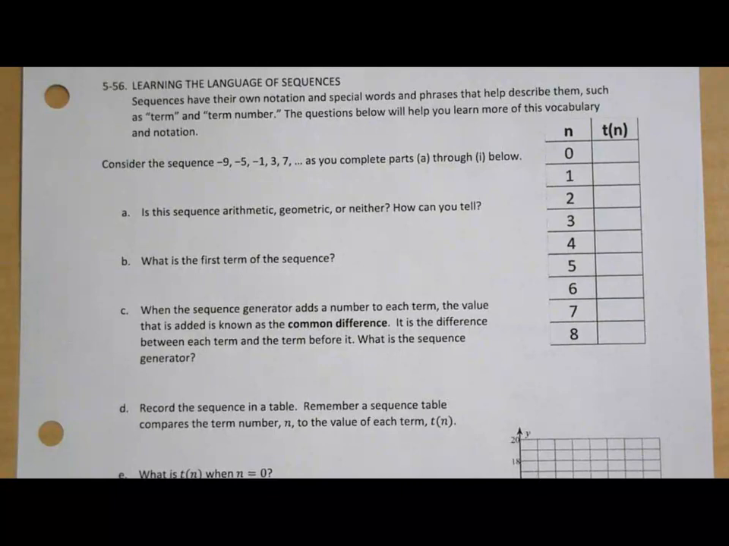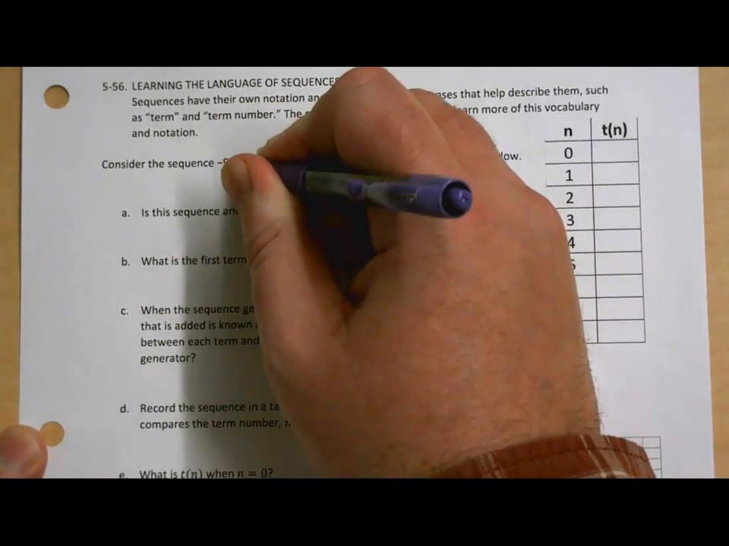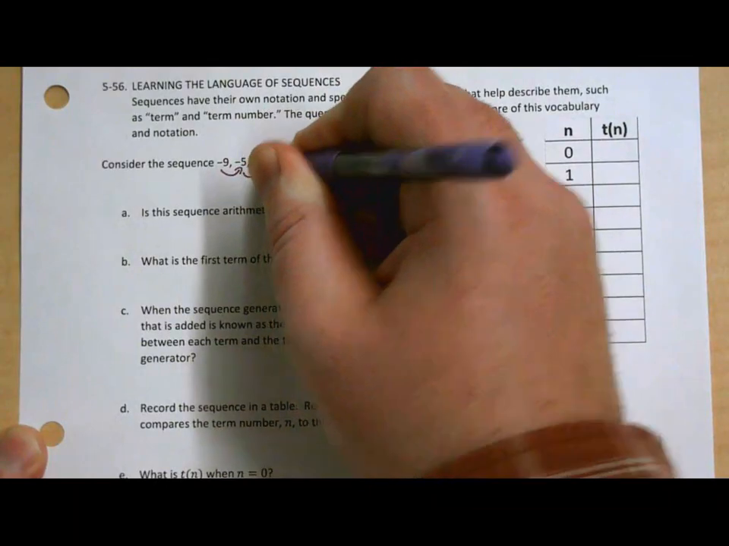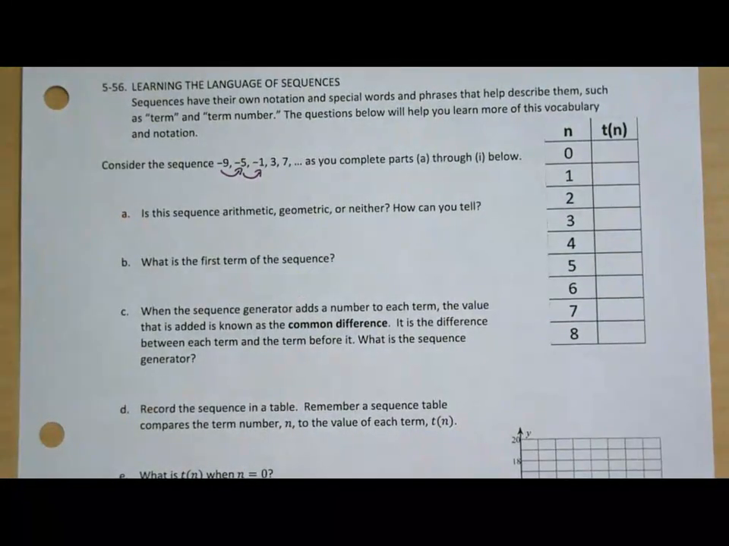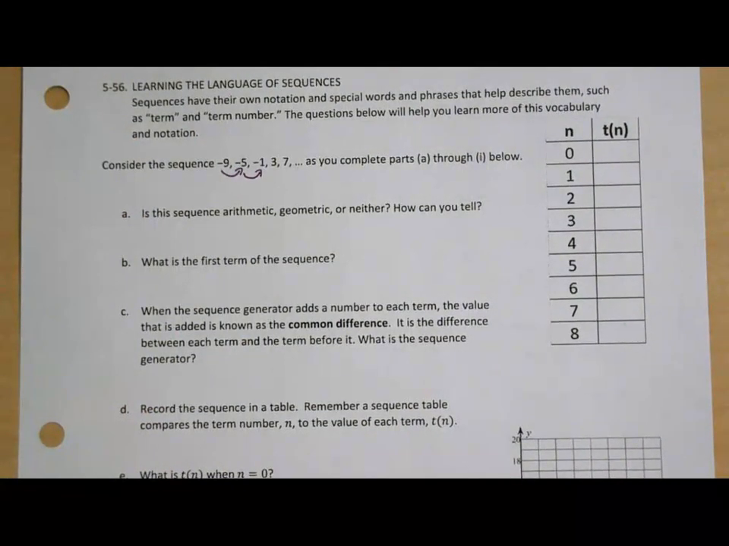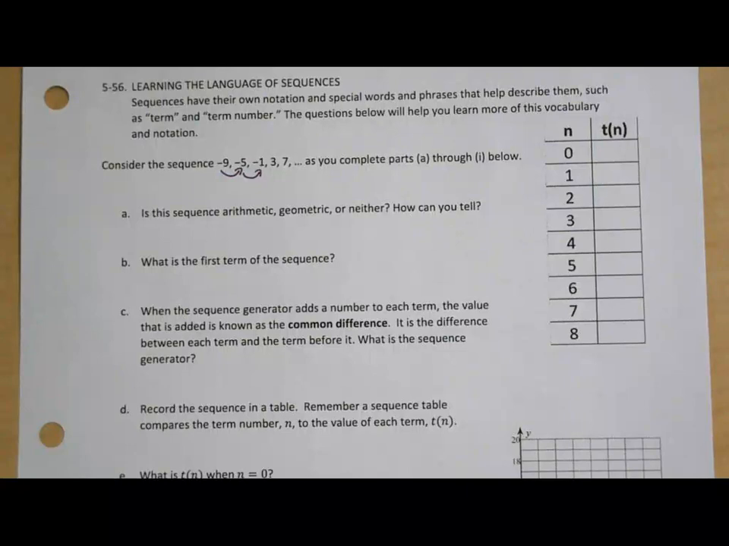First of all, can you find me a sequence generator for this? This is not being asked for any place, but we're just reviewing. Can you find me what is the pattern? What are we doing to each term to come up with the next term? You think it's plus 4? Can you guys check that for me?